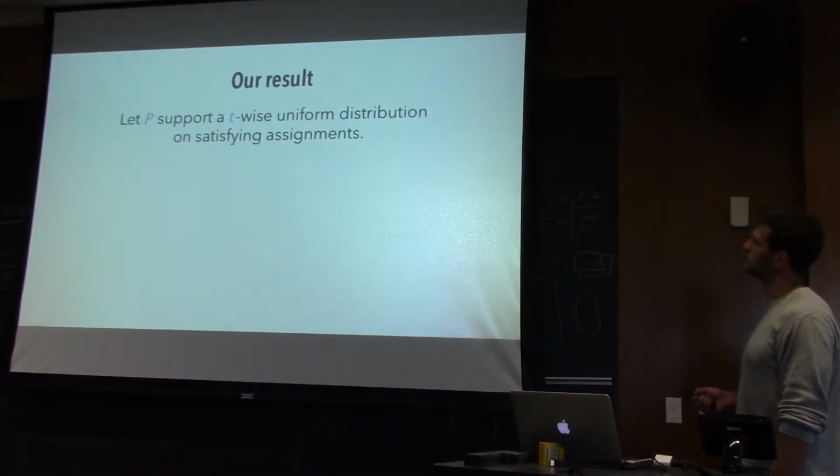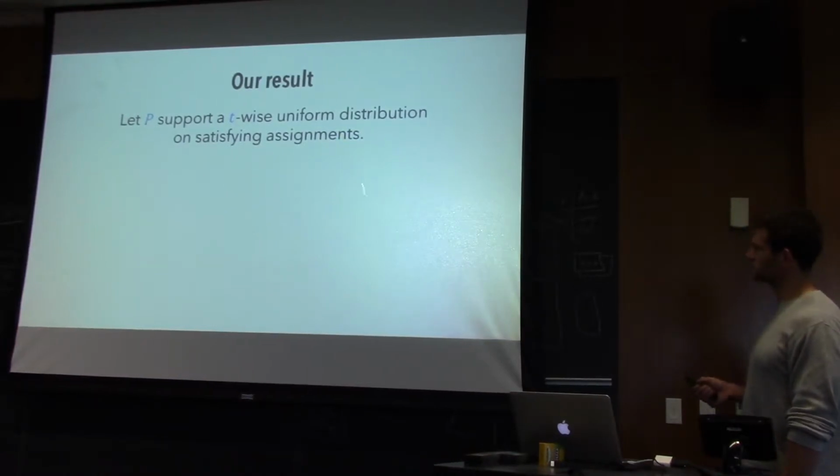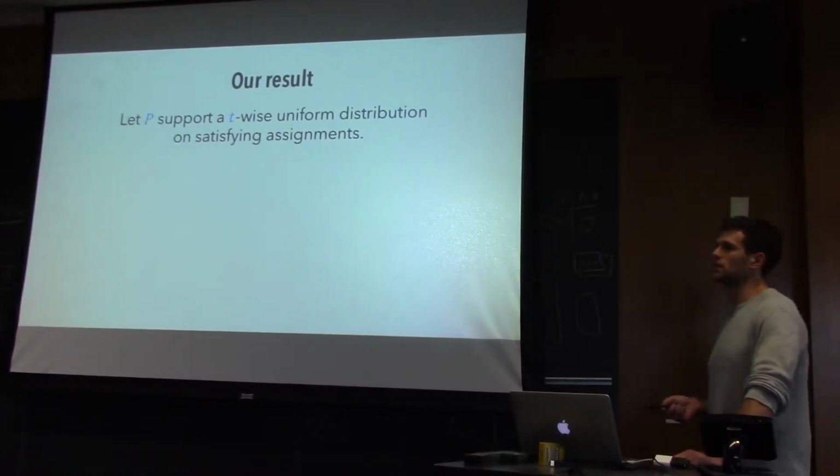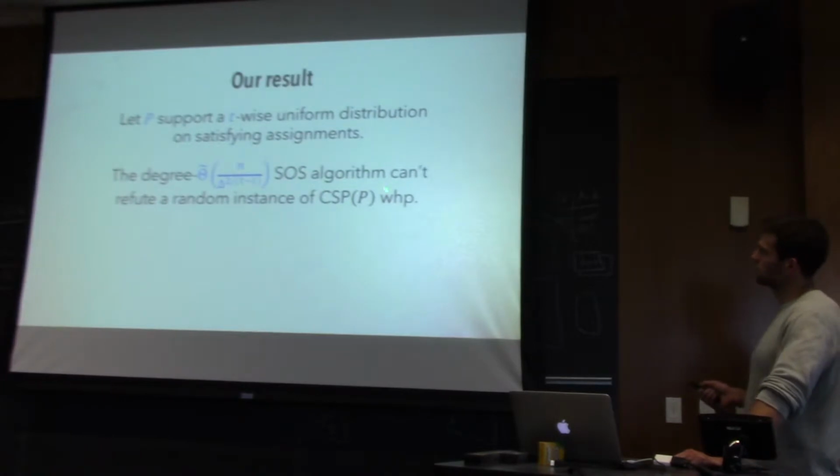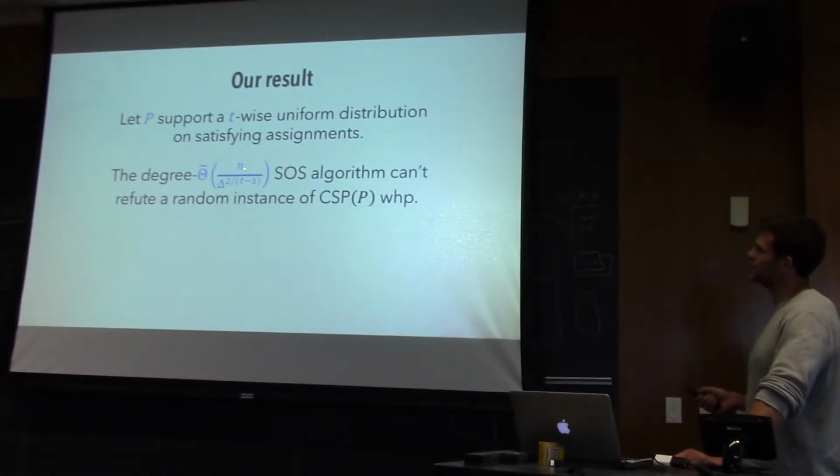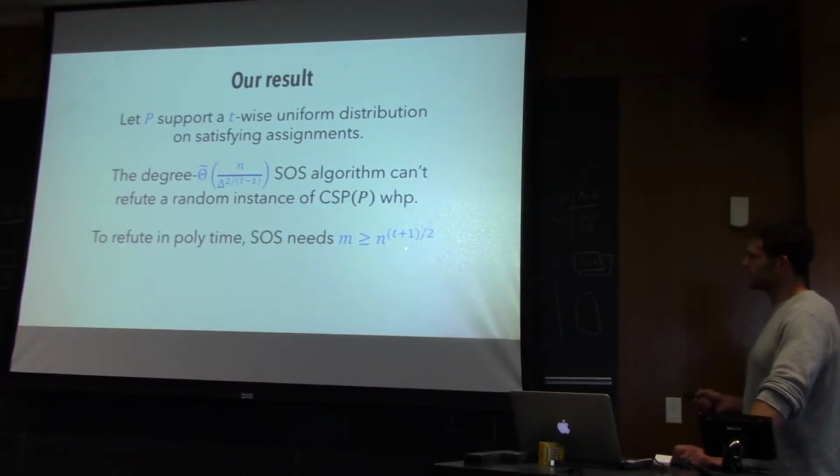So what's our result? Let's say that P supports a t-wise uniform distribution over satisfying assignments. Then we show that a degree n over delta to the 2 over t minus 1 SOS algorithm can't refute a random instance with high probability. That means that to refute in polytime, SOS needs m to be bigger than n to the t plus 1 over 2. And again, this is essentially tight by results on the last slide.